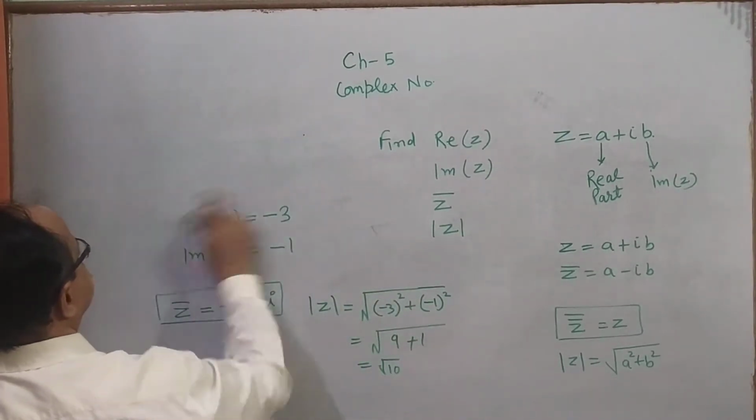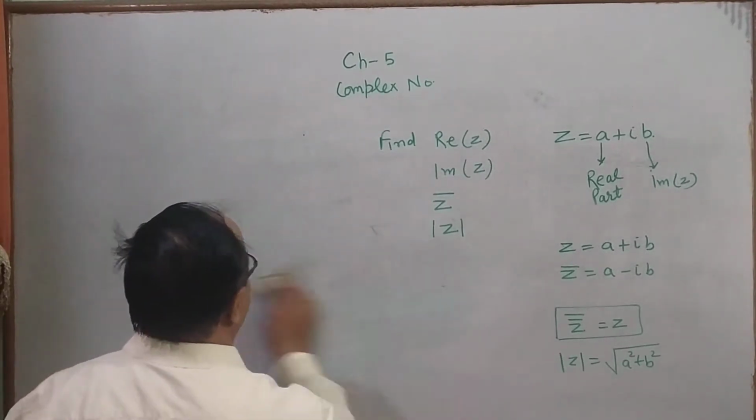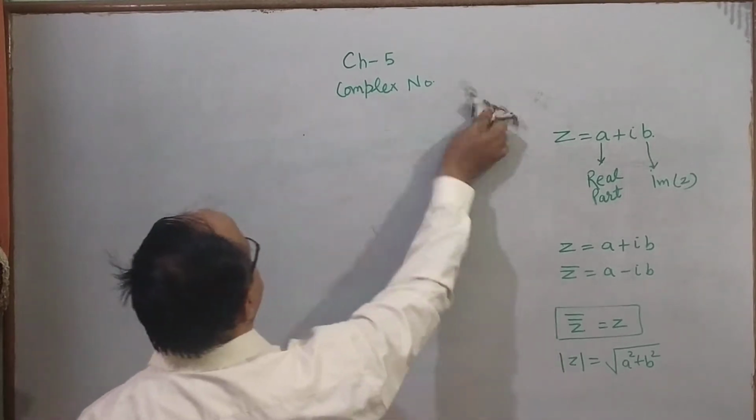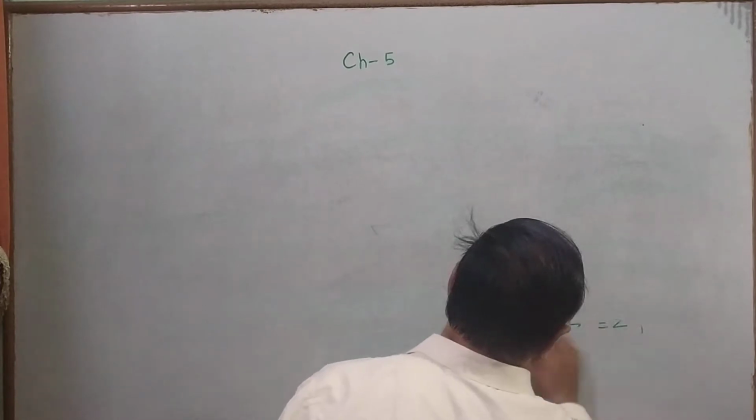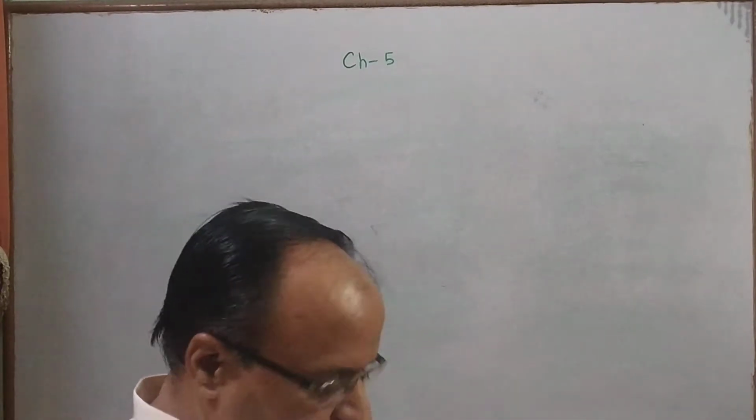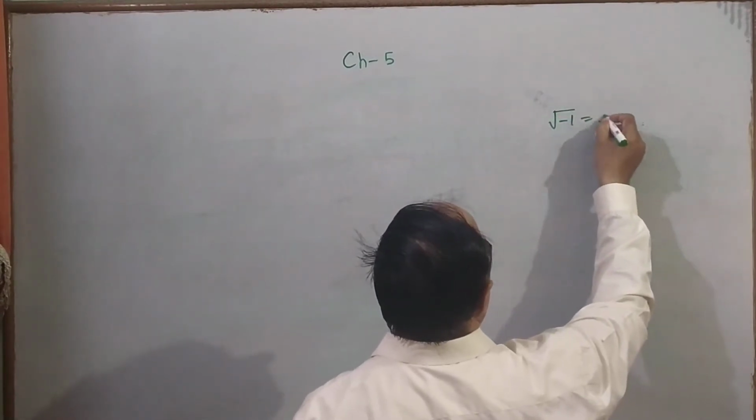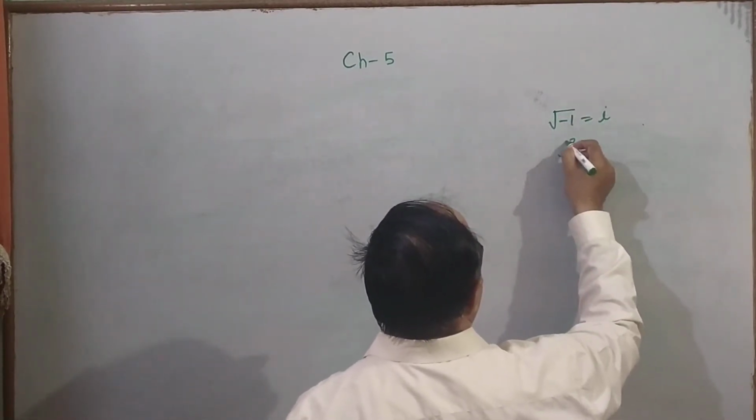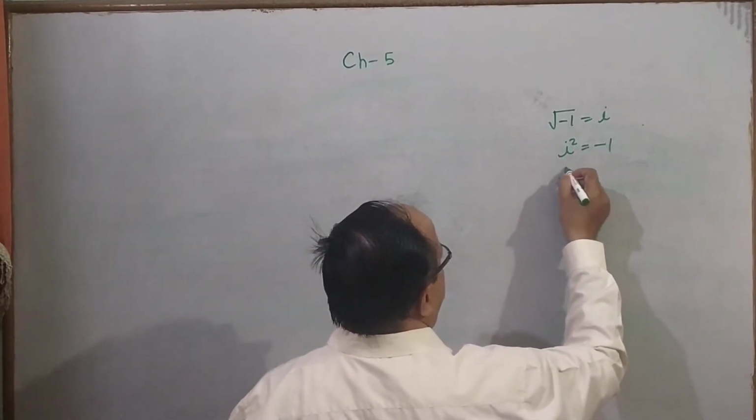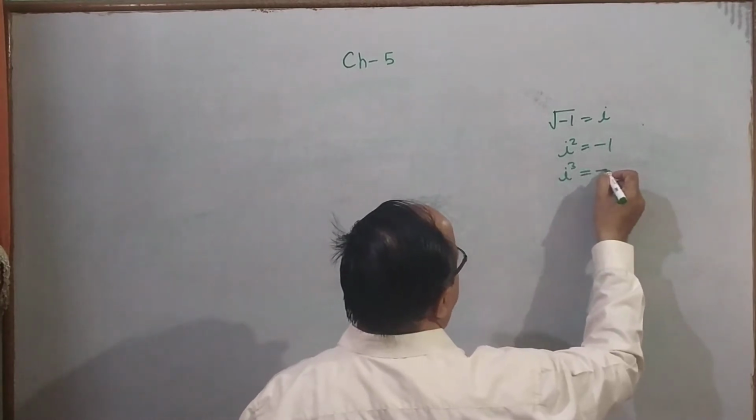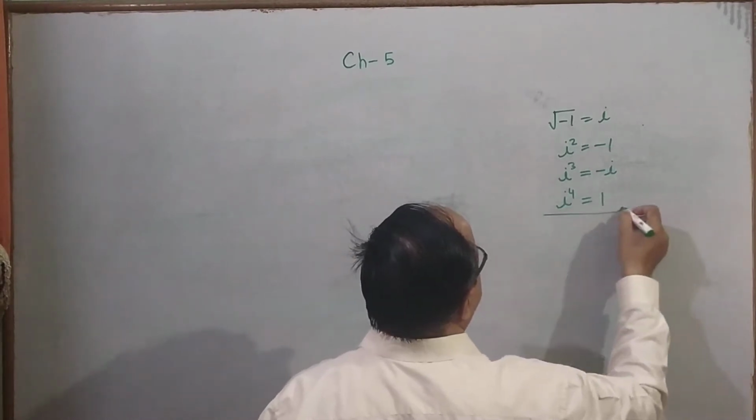Next question. Second question. You know about the properties of complex numbers. Square root of minus 1 is equal to iota and iota square is equal to minus 1. When you multiply both sides by iota, iota cube is equal to minus iota, and iota to the power 4 is equal to 1.